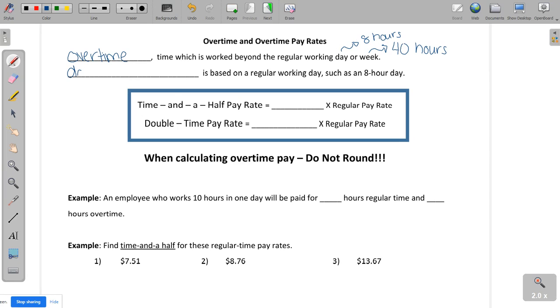Daily overtime is based on a regular work day, so any overtime that's worked after 8 hours would be considered daily overtime. So there are different types of overtime. There's time and a half, which you take 1.5 and multiply by your regular pay rate. Double time, you multiply your pay rate by 2. When we are calculating overtime, we are not going to round. Your company does not want to pay you any more than they have to.